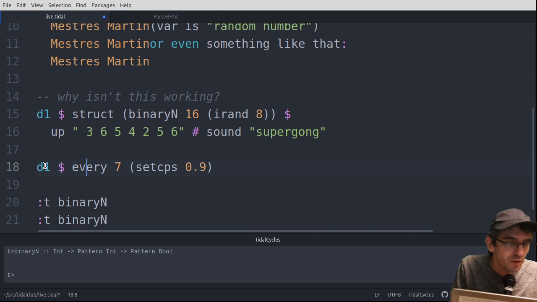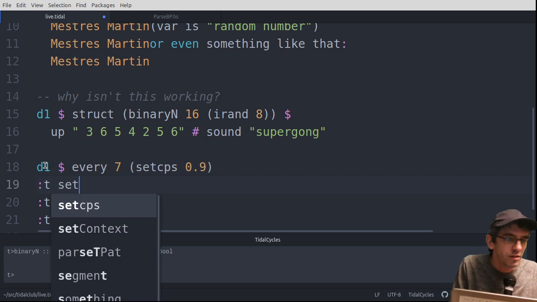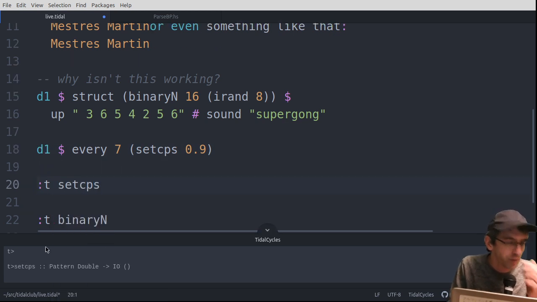So why is that not working? Okay. So every 7 set CPS. We can look at the type of set CPS. It's not that useful, but you can see it has an input of a pattern of numbers, doubles, which is kind of floating point numbers. And the output is of type IO, which means that it doesn't actually give you a pattern at all. It just does some IO, which stands for input output. So what this does is just send a single CPS instruction.